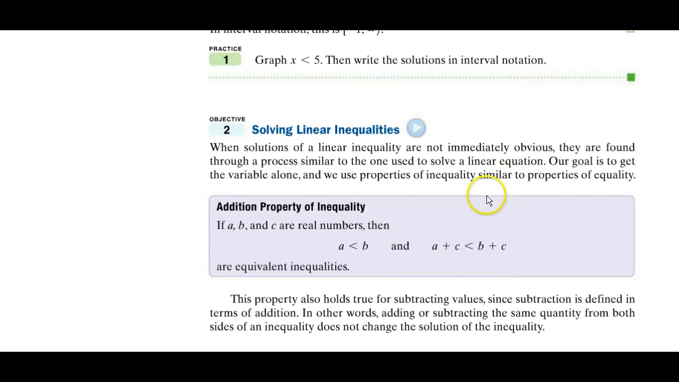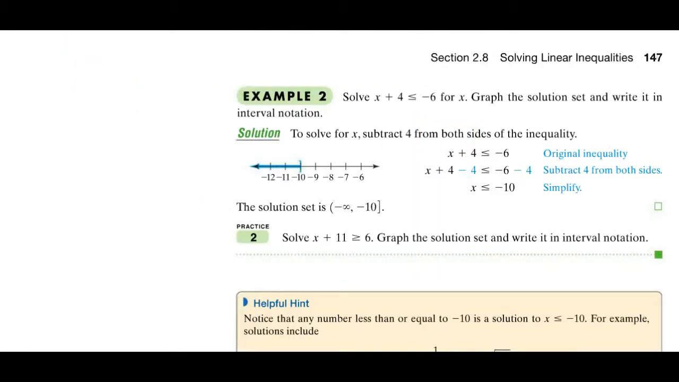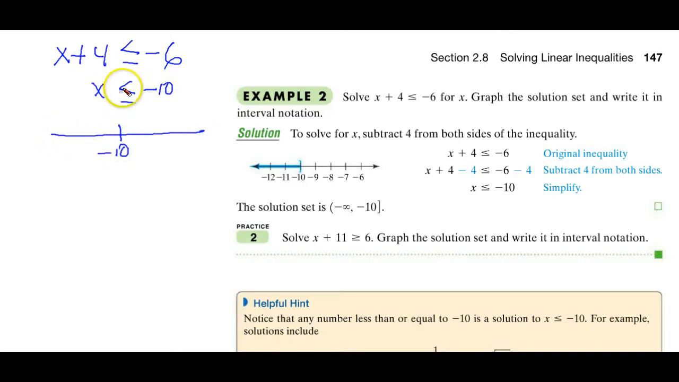Now, when we are solving inequalities and we're adding and subtracting something to both sides, that's exactly the same as an equation. So we've gone over that already. So let's do one here, and I'll write it out. X plus 4 is less than or equal to -6. So we're going to transpose that. That becomes a -4, so -10. And we're going to graph that, -10. And this is less than or equal to, so a bracket facing left. And then interval notation is -infinity up to -10 bracket. And that's what they have here.